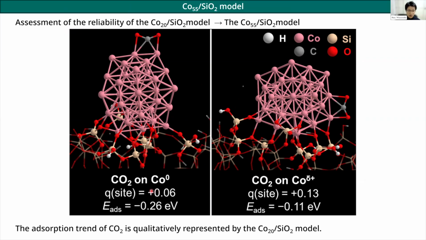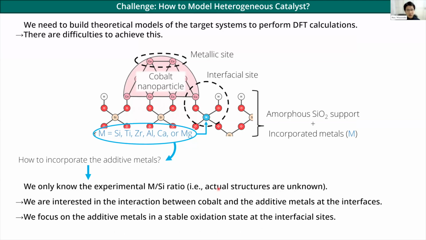And as you can see here, the CO2 adsorption energy for the metallic cobalt site is more stable than the interfacial site. That means this trend is the same as the cobalt-20 cluster model. Then the adsorption trend of CO2 is qualitatively, not quantitatively, but qualitatively represented by the cobalt-20 cluster model. Even though the cobalt-20 cluster model is smaller than the experimental particle size, that model has some reliability for the simulation of small molecular interaction with cobalt nanoparticles with DFT. And now we can get some theoretical model of a cobalt cluster on the amorphous silica.